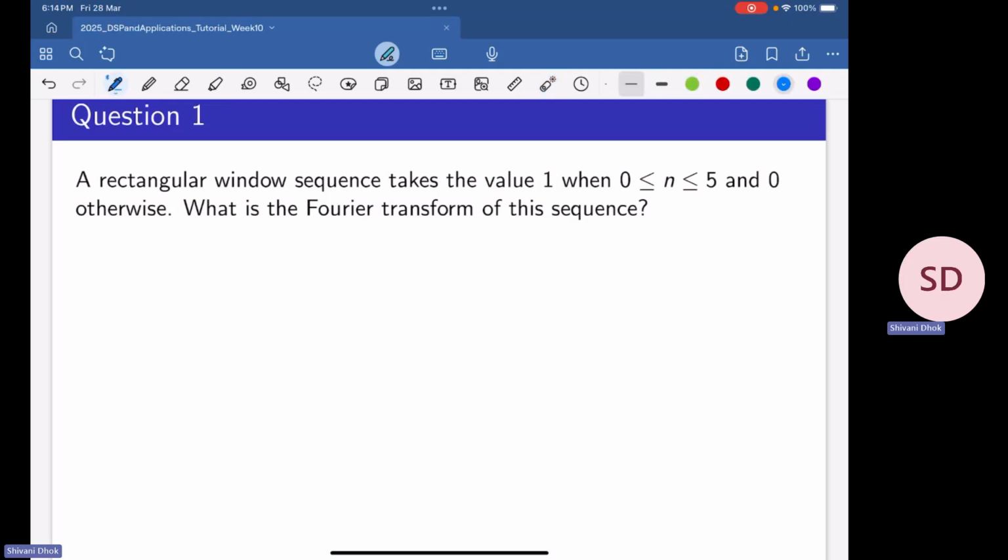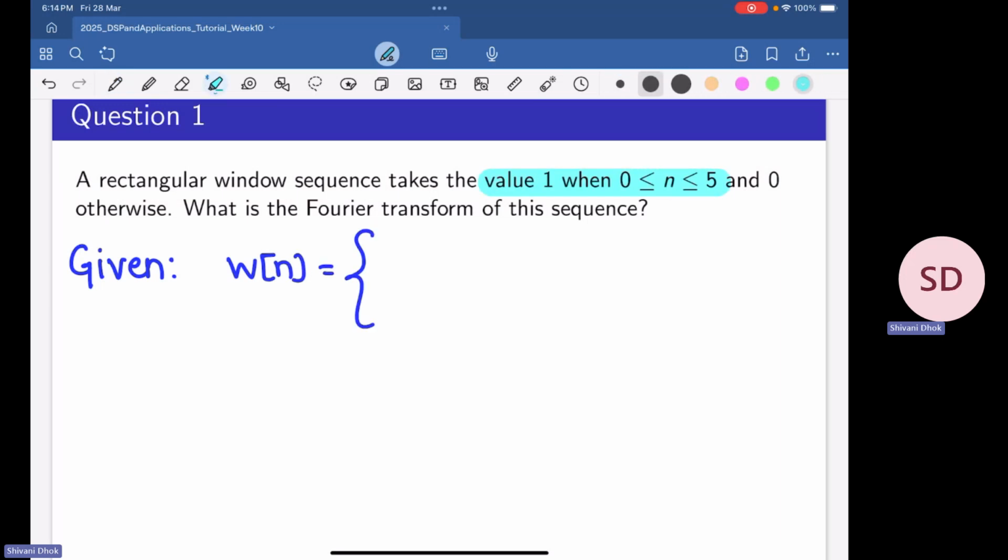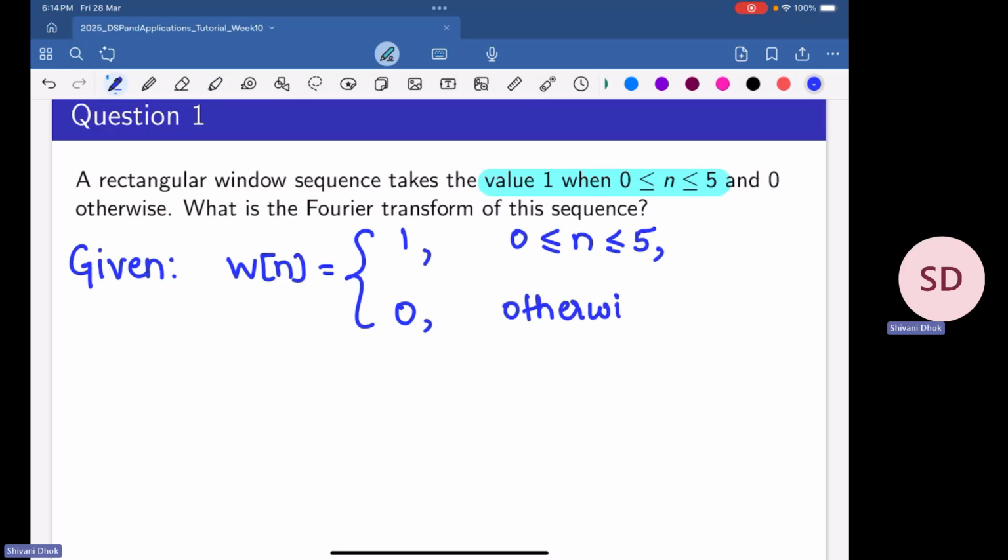So what is given to us? Given to us is a rectangular window sequence. Let's say it is given by W of n, and this sequence takes the value 1 between 0 and 5. So this is 1 when I have this n between 0 and 5, and this is equal to 0 otherwise. Okay, so this is given to us.